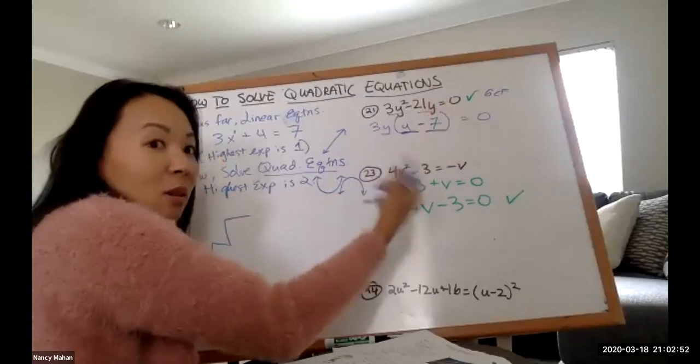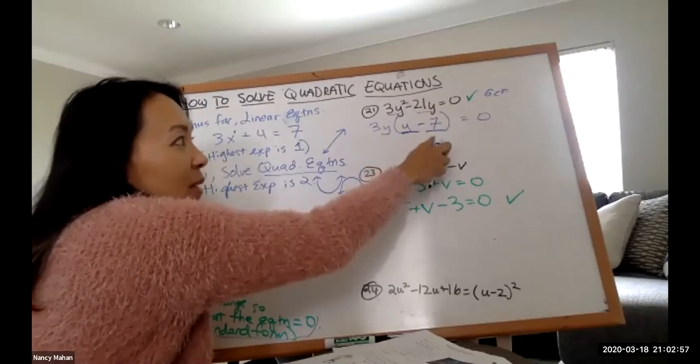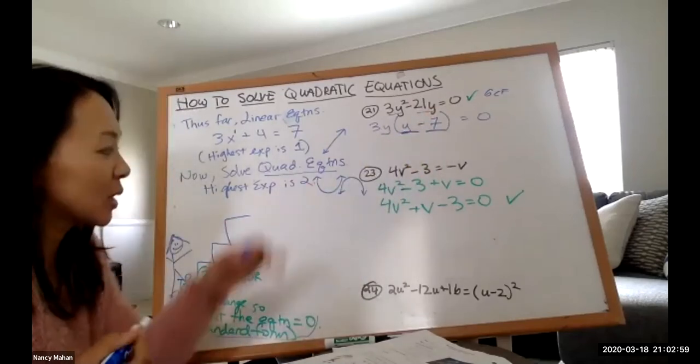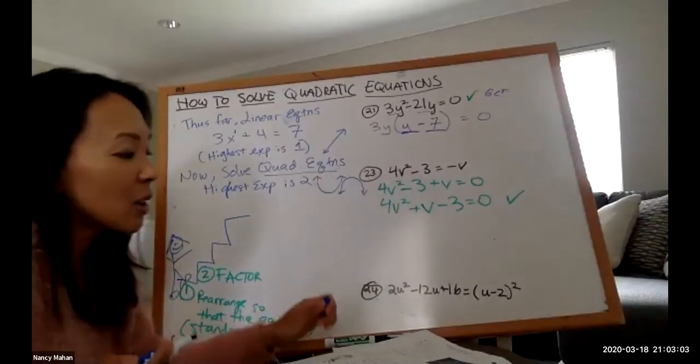And I always double check at this point. 3y times y is 3y squared. 3y times negative 7 is negative 21y. So I always double check. So factoring. Number 23, I also factor.